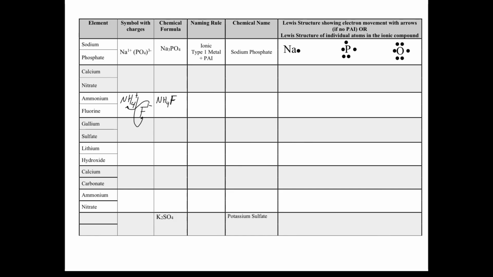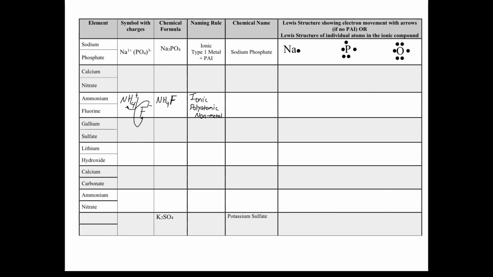The type of naming rule that I will use is ionic, a polyatomic, and a non-metal. So when we're doing these rules and you're filling in this rule section, you need to write the type of compound, the type of positive thing, and then the type of negative thing.